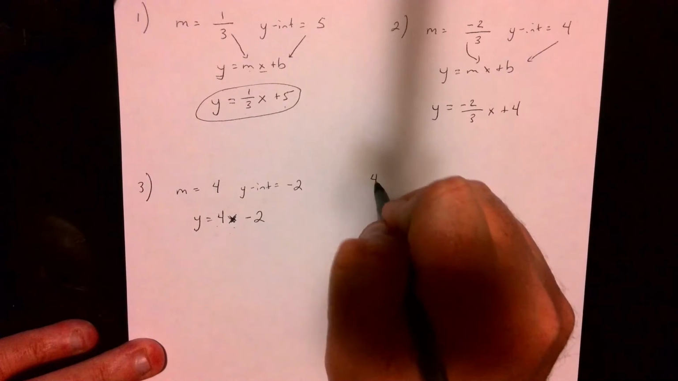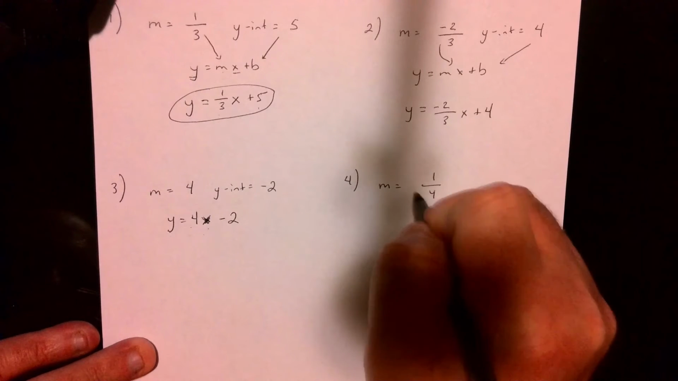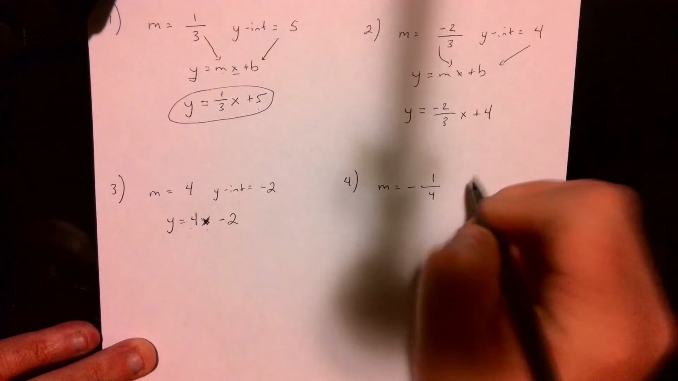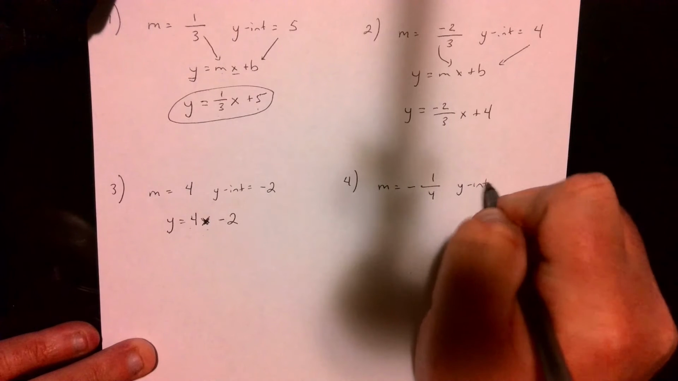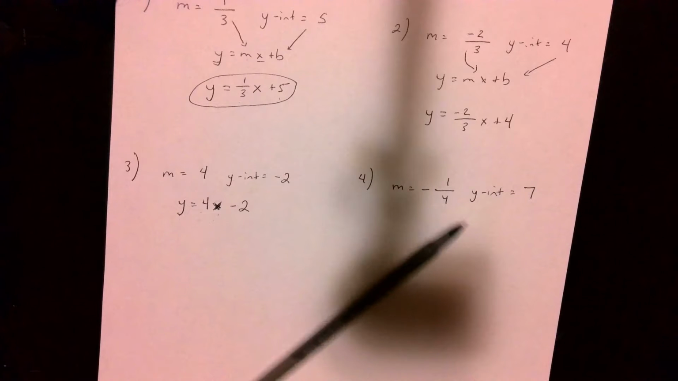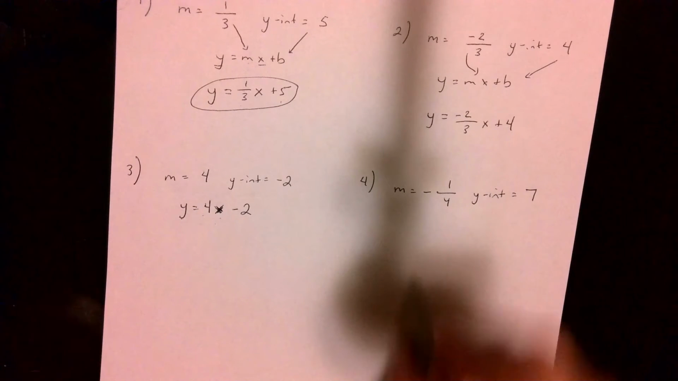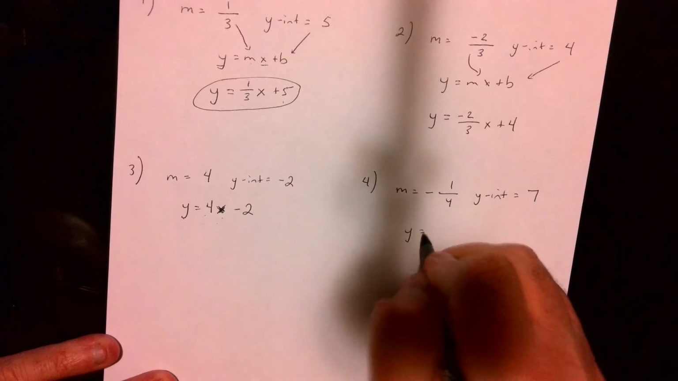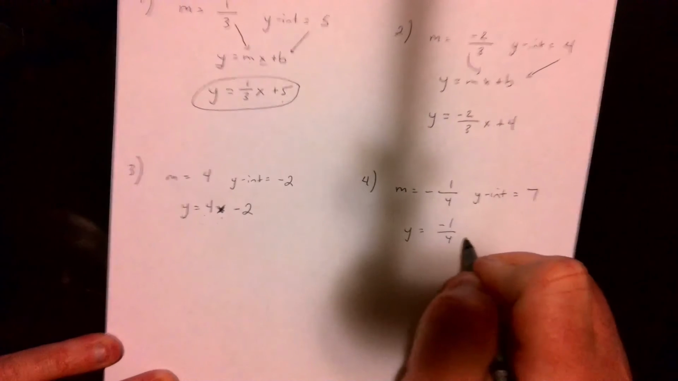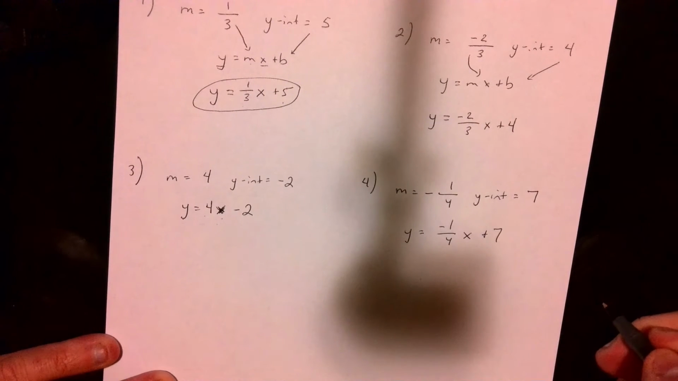Okay? I want you guys to try one. If the slope was -1/4, and the y-intercept is 7, write that into slope-intercept form. Hopefully you get y equals -1/4, don't forget your x, and then +7.